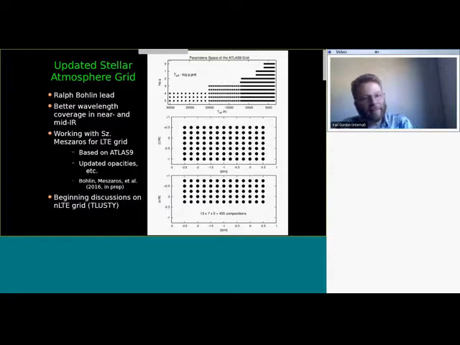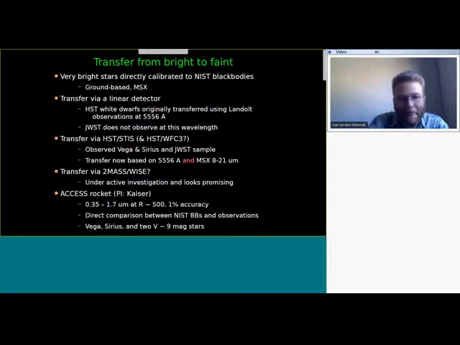This is working with a couple of groups. For the LTE grid, this is based on Atlas 9, and there's a paper in preparation on that. And Ralph will be beginning discussions on non-LTE grids for the hotter stars with Tlusty. So we're really trying to get the prediction part of it really tuned up as well. Transfer of bright to faint.